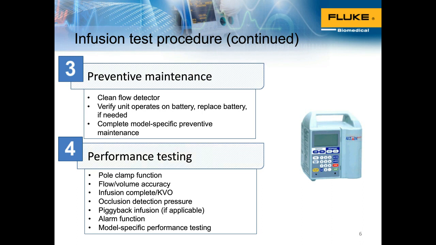Is the pump actually putting out the volume that it's supposed to over a duration of time specified? Is the flow accurate? Is it delivering the volume at the correct flow? Is the infusion complete or KVO parameters good? Is the occlusion detection pressure correct? Each pump is supposed to issue an alarm if there is occlusion at the patient side. Is that alarm going off at the right PSI? These are the things that you need to verify, including alarm function and some of the other parameters.